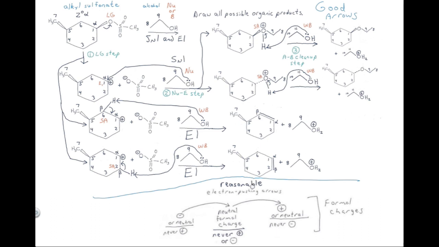To draw reasonable electron-pushing arrows, put something negative or neutral at the beginning of the series of arrows, never something positive. Put something positive or neutral at the end of the series of arrows, never something negative. And put something neutral in the middle of the series of arrows, almost never something positive or negative. The most important factor in organic chemistry is the formal charges, because the formal charges are your most important tool for drawing reasonable electron-pushing arrows.